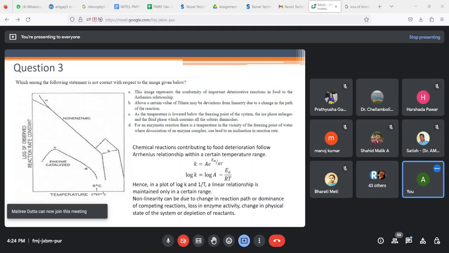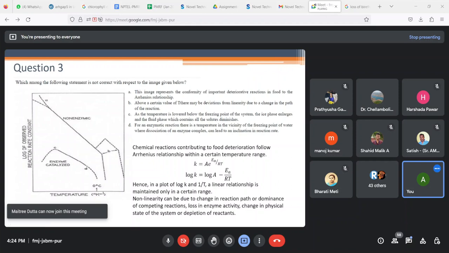So if you plot log K, which is log of the observed reaction rate, against 1 by temperature (here it is written K inverse, which means this is actually 1 by temperature), any reaction that follows the Arrhenius relationship should give a straight line as seen here. But sometimes, at least in the case of food products, we see that at certain regions in the temperature range, we do not get a straight line.